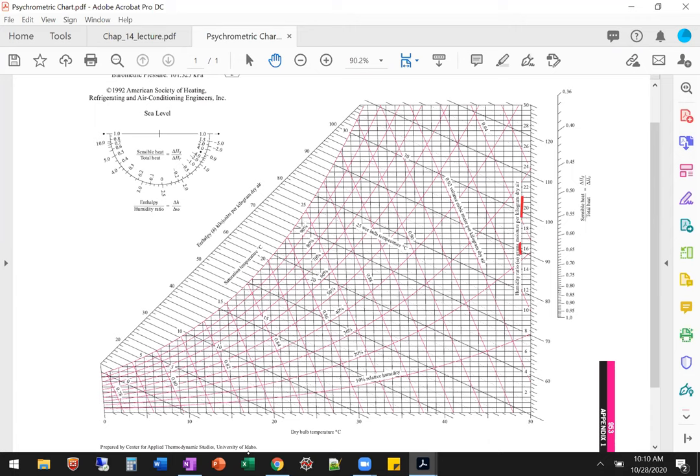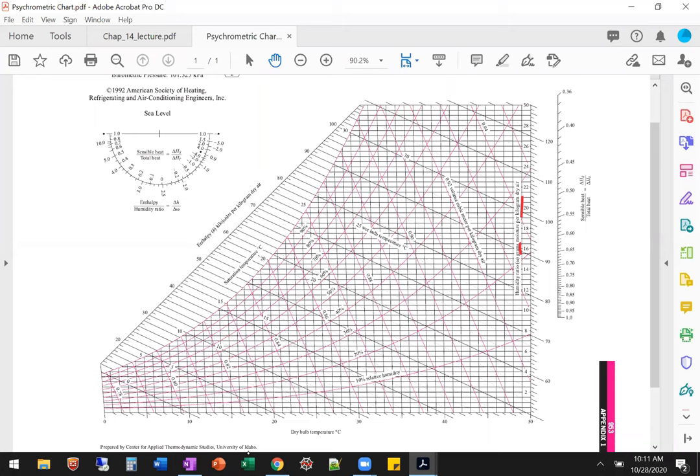And then what else do we have? Wet bulb. It's a little tougher to read, but here's where it labels it. These tiny little dotted lines right here are our wet bulb temperatures. Okay, so we see a 25 here. There's 20, 15, 10, 5. What else am I missing?